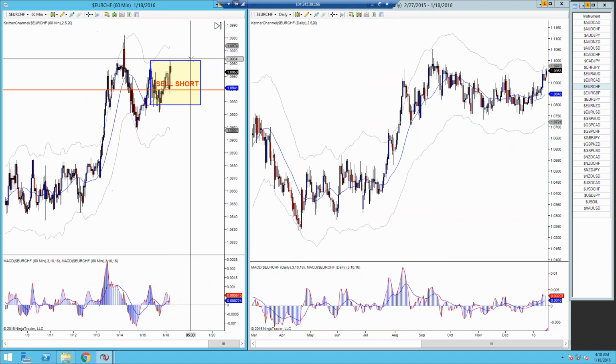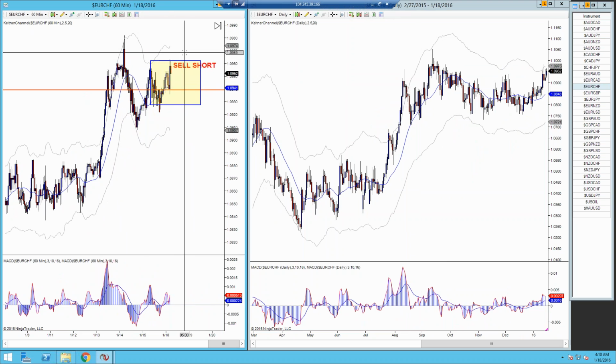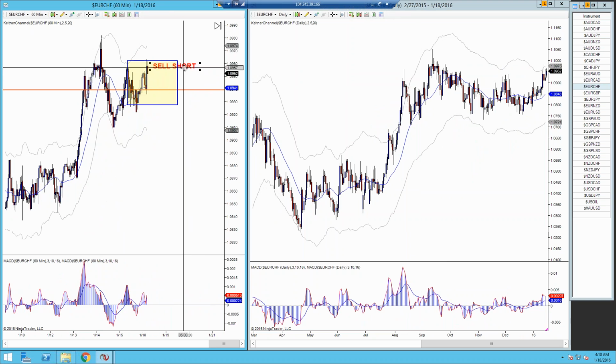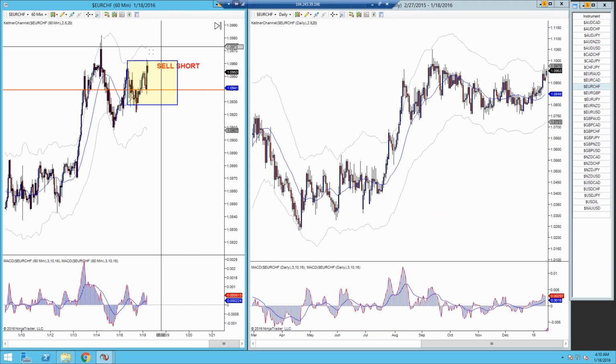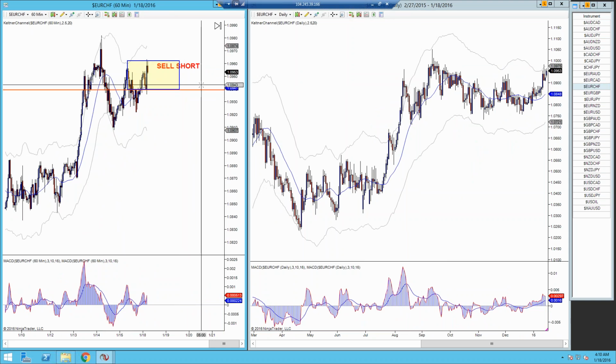All right. Here, I put this in on Friday. This is a sell short zone up here. I put this in on Friday. Sell short zone. Right there. And looking for this market to come lower.